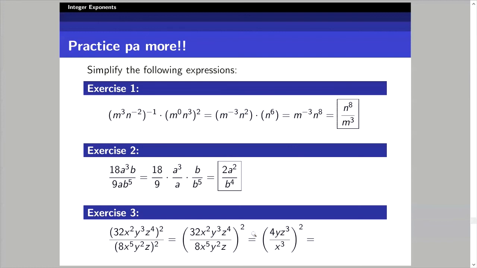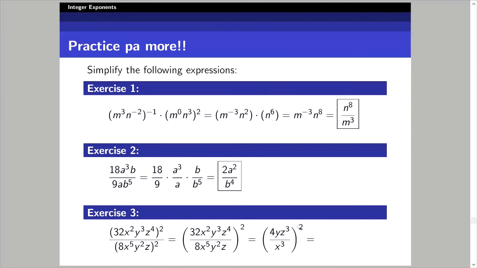You may want to double check. 32 divided by 8, it's 4. And then for x, yung x cube, ilalagay ko sa ilalim kasi nandun yung mas malaking exponent. And then for y, it's only y raised to 1. And then for z, I have z cubed in the numerator also. Okay? And then I just copied 2 here.